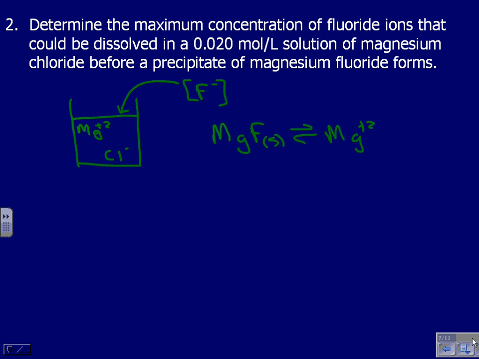MgF2 dissolves into Mg plus 2 and 2F minus. I know a number for the magnesium concentration. Ksp is going to be equal to the concentration of Mg plus 2 times the concentration of F minus, sorry, squared.